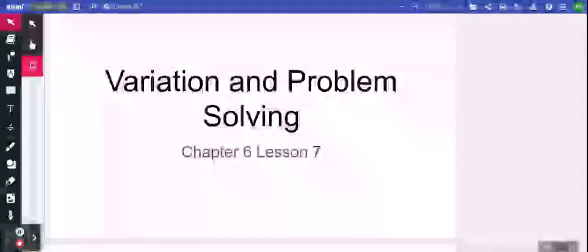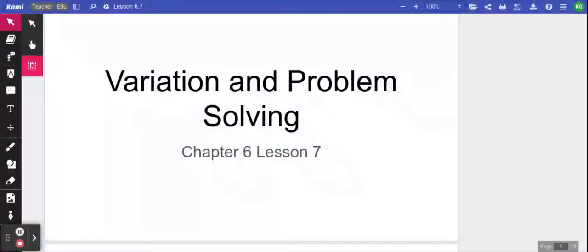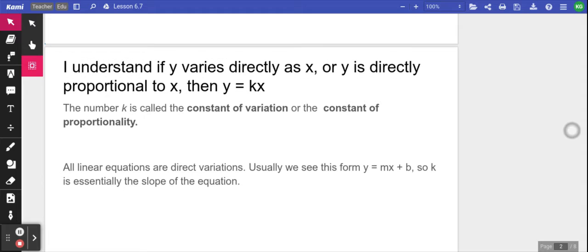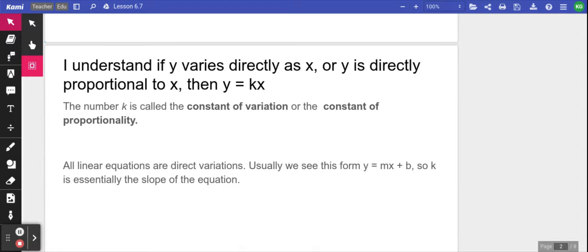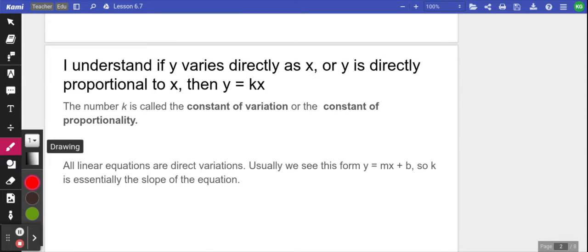Chapter 6, Lesson 7, Variation and Problem Solving. We're going to talk about 3 different types of variation today, the first one being direct variation.